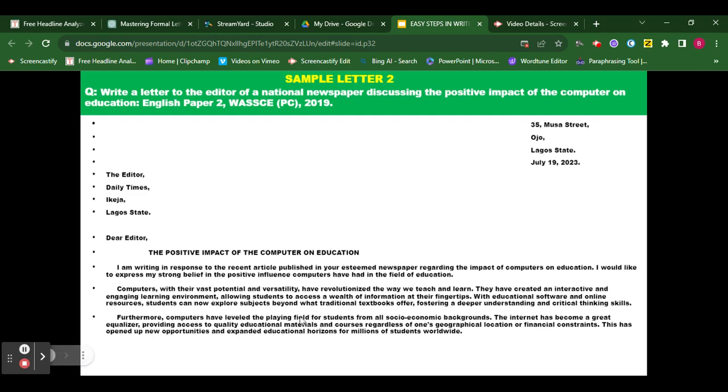Furthermore, computers have leveled the playing field for students from all socioeconomic backgrounds. The internet has become a great equalizer, providing access to quality educational materials and courses regardless of one's geographical location or financial constraints. This has opened up new opportunities and expanded educational horizons for millions of students worldwide.